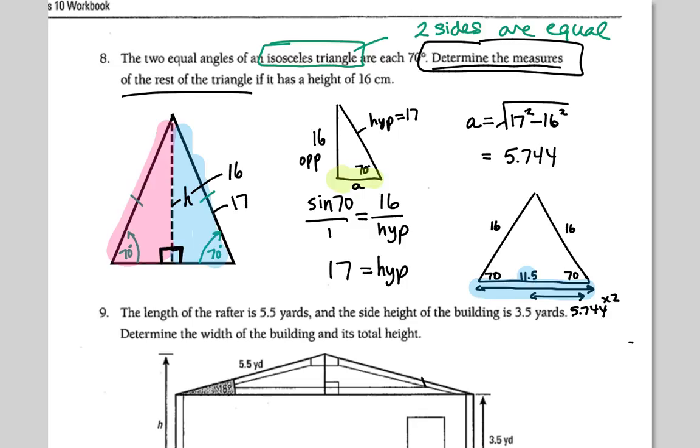So the only thing that's left is this missing angle at the top, which I can go 180, take away 70, take away 70, which is 40.